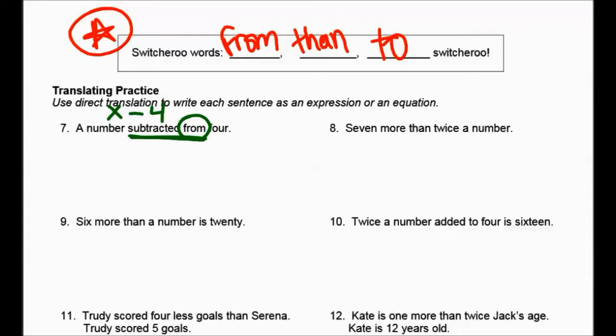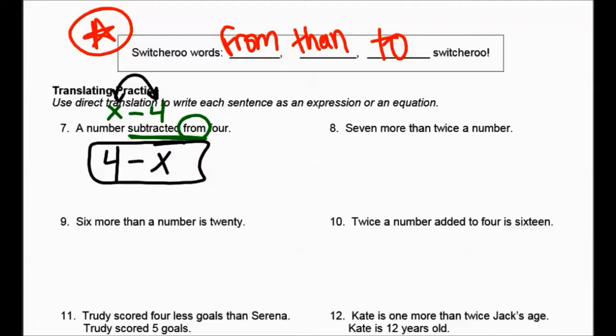But we have our switcheroo word, "subtracted from," then to switcheroo. So we need to switch the two things that we're subtracting. The 4 is going to come first. So these two guys switch. So it's really 4 minus x. Okay, we need to switch the two things that we're subtracting.